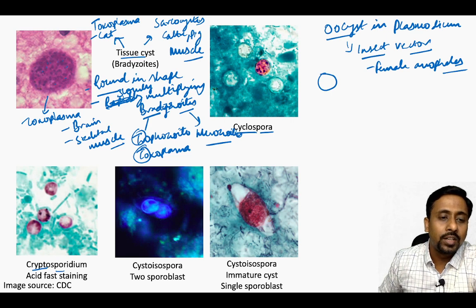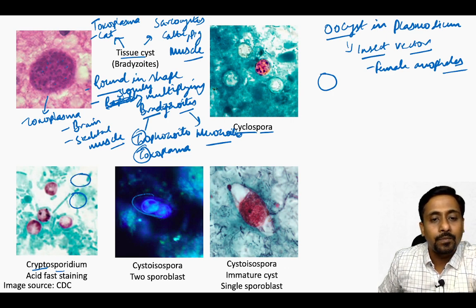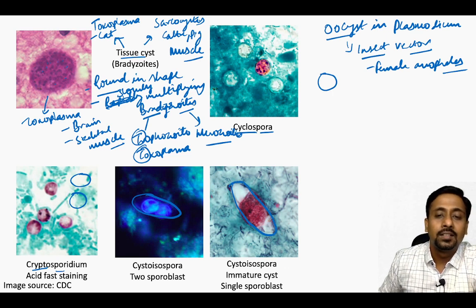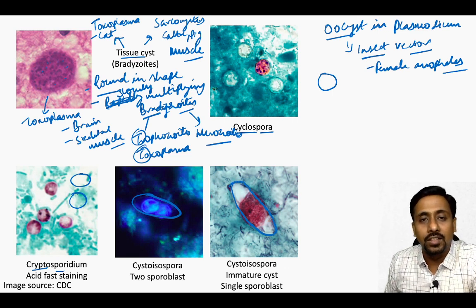It is rounded to ovoid. That is, it is rounded to ovoid. And in this case, it is elongated or ovoid. That is Cystoisospora. The cyst is elongated and ovoid. And there are certain more differences between them.